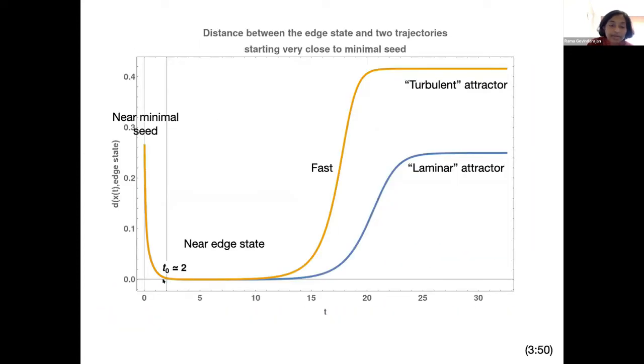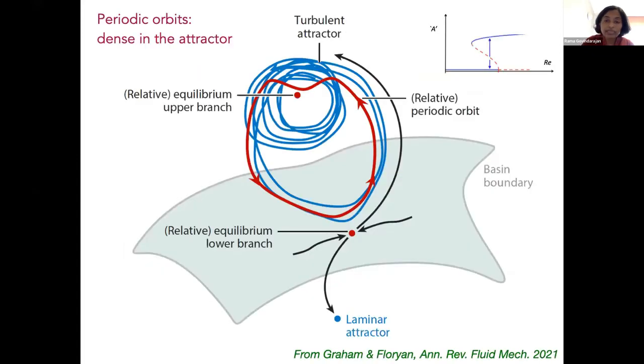So in very short time, it came pretty close to the edge state, and then it lives very, very close to the edge state, basically going nowhere for a very long time. This is a very slow process, whereas this is a fast one, where suddenly one goes towards what we call the turbulent attractor, the other goes towards the laminar attractor, and this is very fast. So the basic moral is it's spending a lot of time near the edge state.